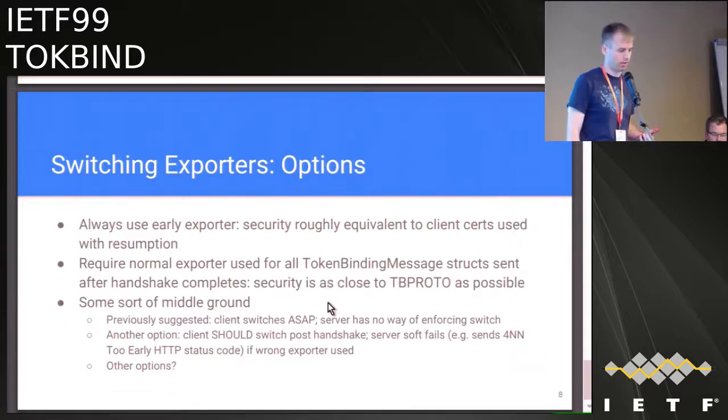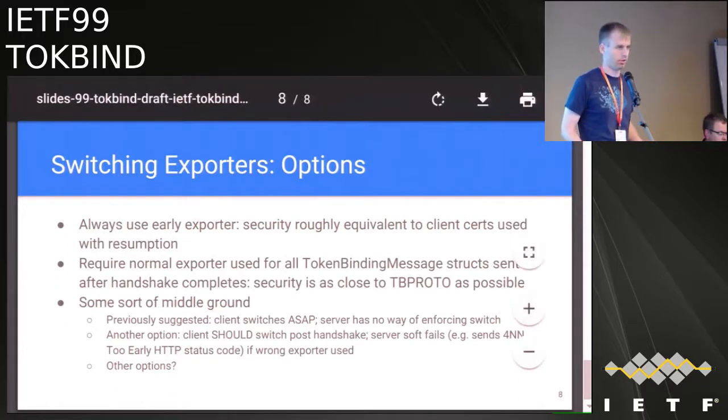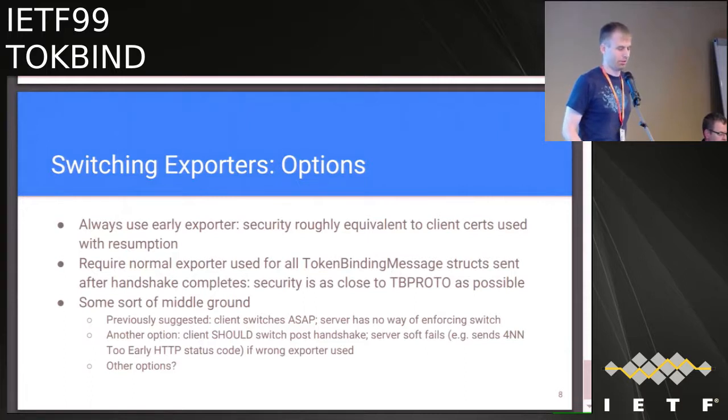So this is sort of discussing the different options for which exporter to use when. The first option in here is what the draft currently says, which is that if you successfully negotiated 0RTT token binding, use the early exporter. And this is going to be roughly equivalent to using client certificates with resumption, in that the proof of possession of the private key is effectively that the client had possession of the private key at the beginning of the initial session. You don't gain much meaningful contribution past that time point, which is what you get with client certs.